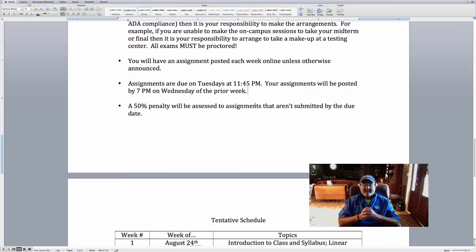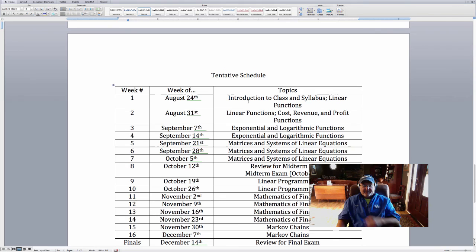Guys, I don't want to be teaching in week 12 and you back here in week 6 messing around with something that we studied 2 months ago. I want to keep you on target with our schedule. Guys, speaking of tentative schedule, this is the way the course plays out.